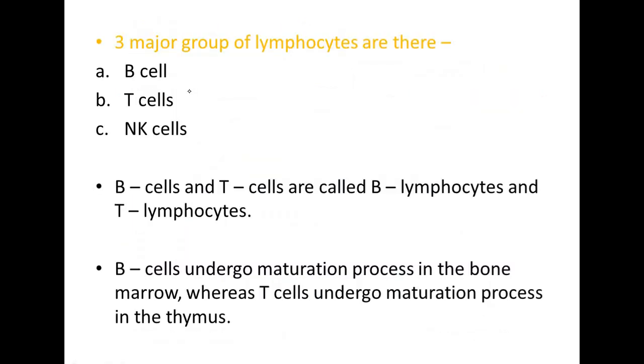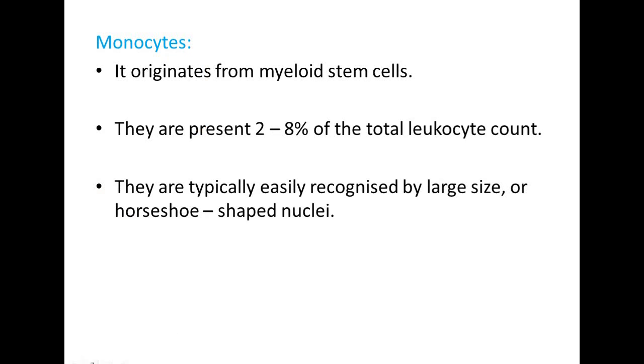Now come to the three major types of lymphocytes. One is B cell, second is T cell, and third is NK cell, or natural killer cell. B cells and T cells are called B lymphocytes and T lymphocytes. B cells undergo maturation in the bone marrow, B for bone marrow, and T cells undergo maturation in the thymus, T for thymus.